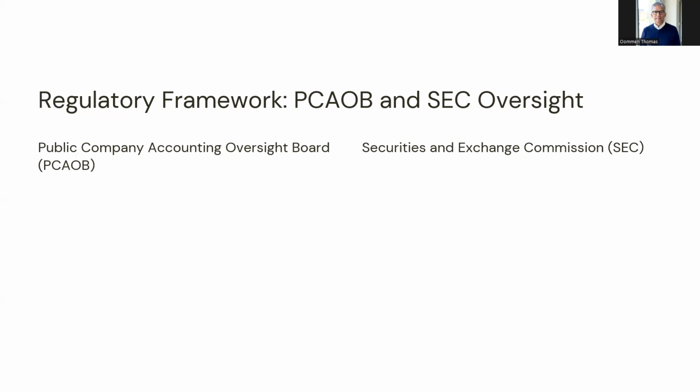On top of the PCAOB sits the SEC, the Securities and Exchange Commission. The Securities and Exchange Commission is the federal agency that enforces securities laws and regulations and oversees the disclosure of financial information. The SEC is the agency that requires public companies to file audited financial statements. So when you look up a company's financial statement on the SEC website, these are financial statements prepared by the company and, as required by the SEC, audited by independent auditors.